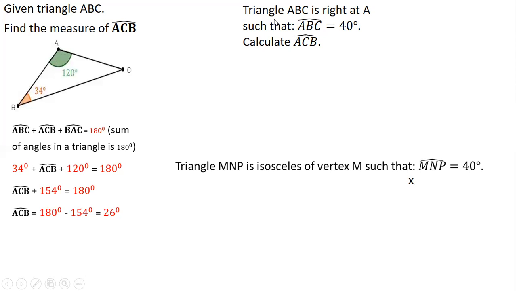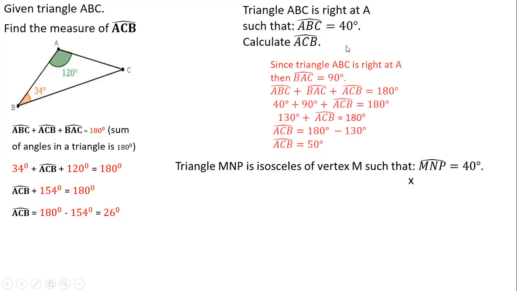Another example, triangle ABC is right at A. What does this tell me? It is right at A. This means that the angle at vertex A is 90 degrees. What is the name of the angle at vertex A? It is CAB, or BAC, and it should be equal to 90 degrees. So we should calculate the missing angle.